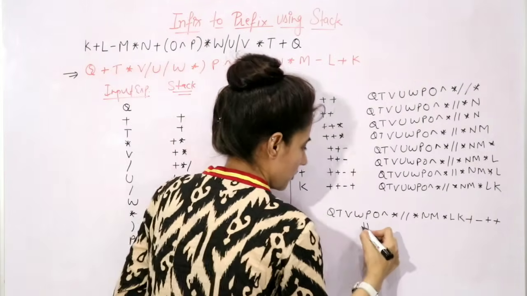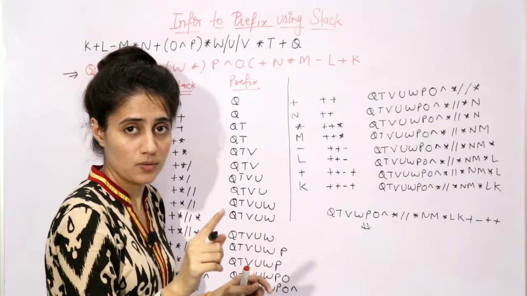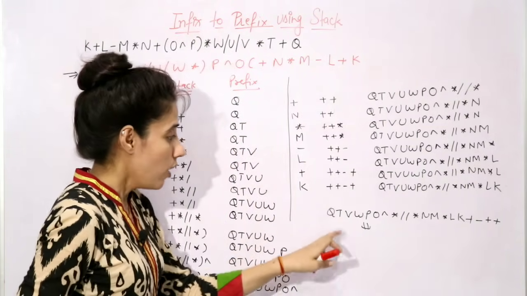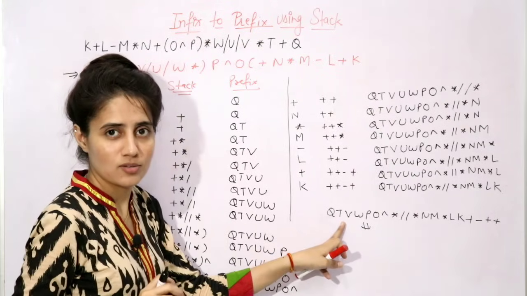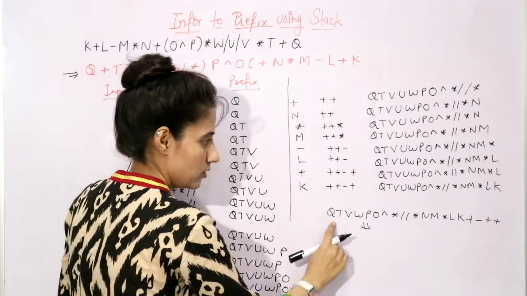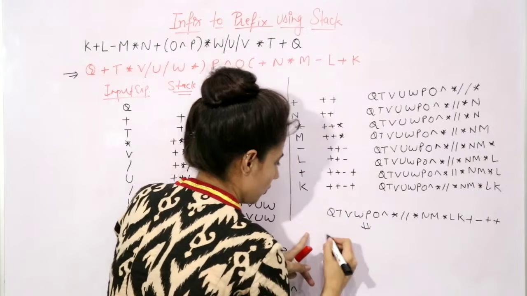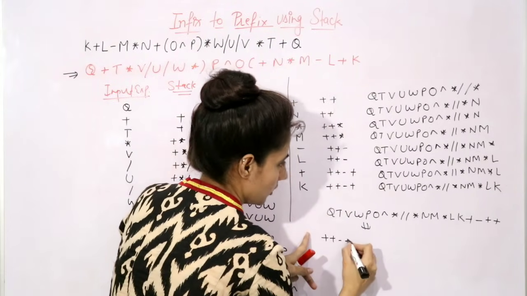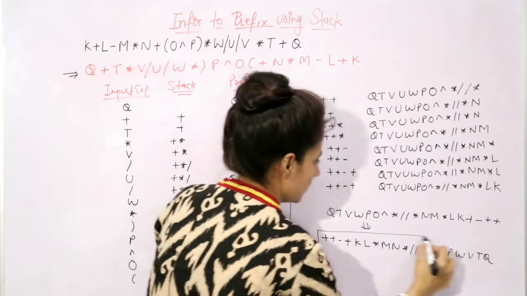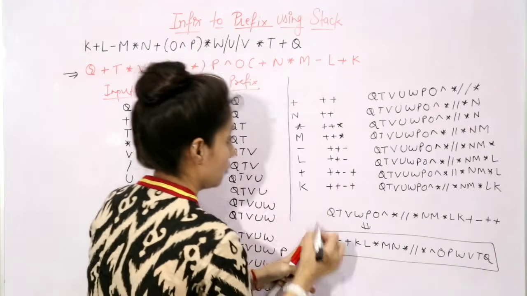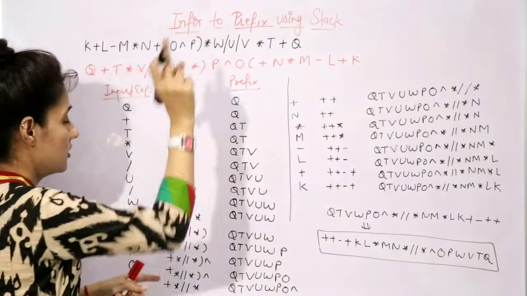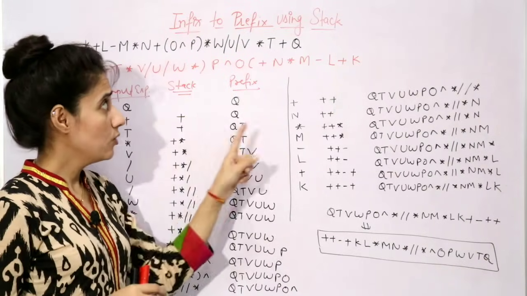Now see, this is not done yet, right? Now what you need to do, you have to reverse this expression, right? So for reversing, scan this from right to left, plus, and write down from here plus, plus, minus, plus. Now this is the final prefix expression for this infix expression. Now this is the conversion using stack.